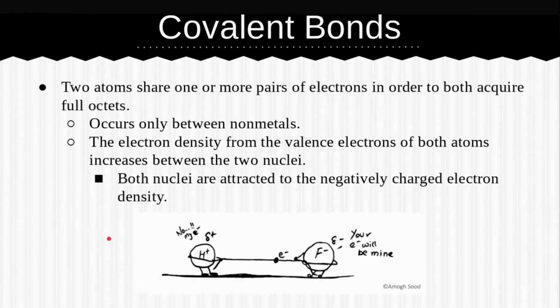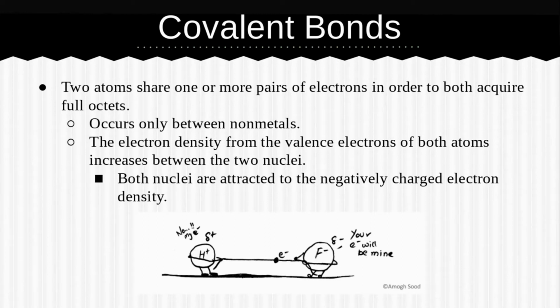In covalent bonds, the atoms will share electrons in order to get that full octet or to have the noble gas electron configurations. So as we said before, for the octet rule, they can lose, gain, or share. Losing and gaining is associated with ionic bonding. Sharing is associated with covalent bonding. Covalent bonds only occur between nonmetals. So if you see a metal in the formula, it's not going to be a covalent bond.